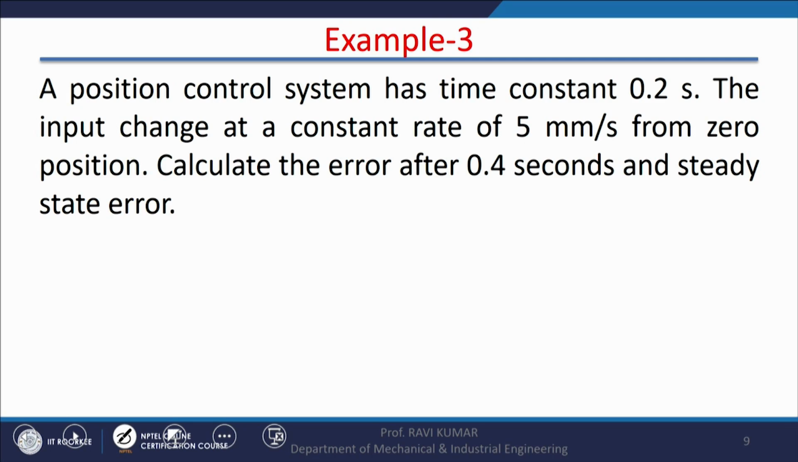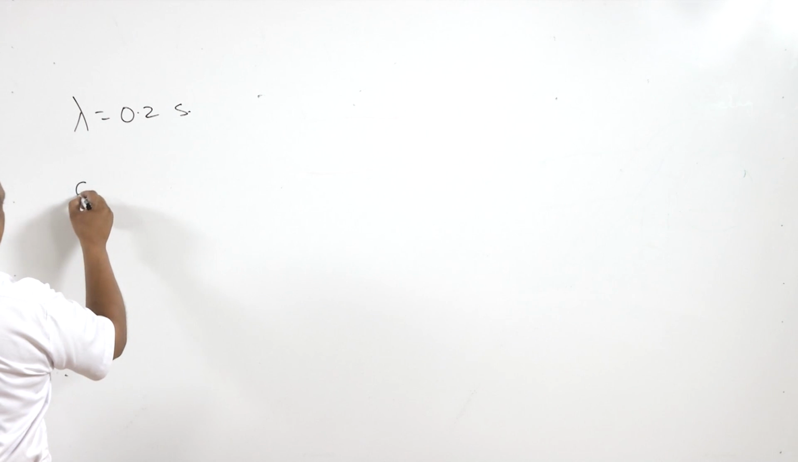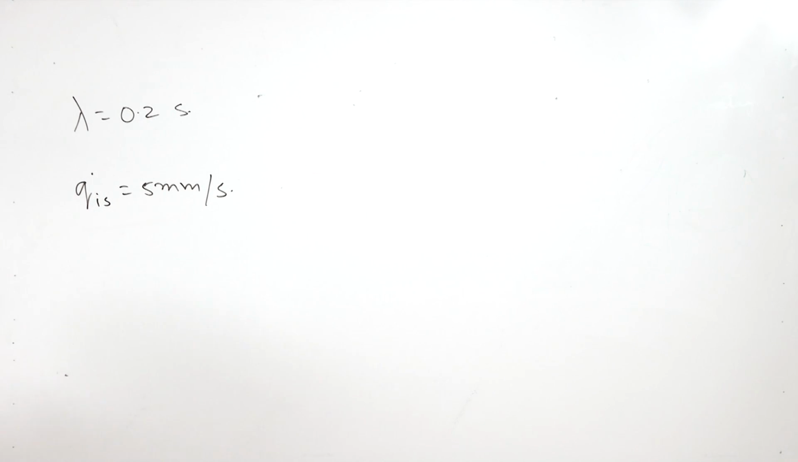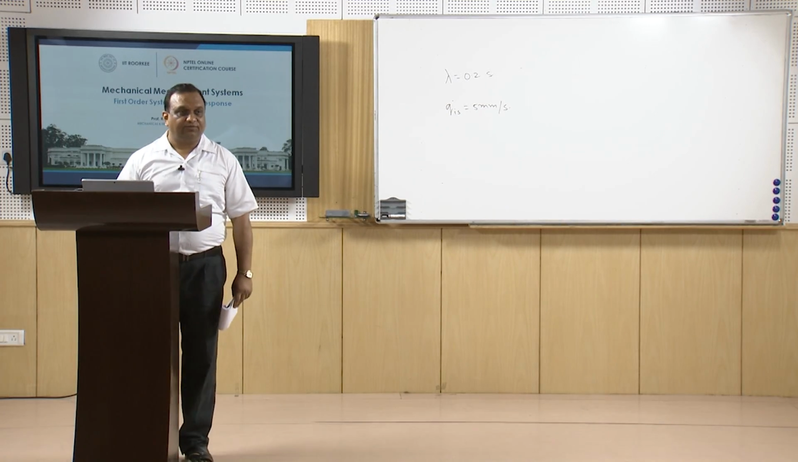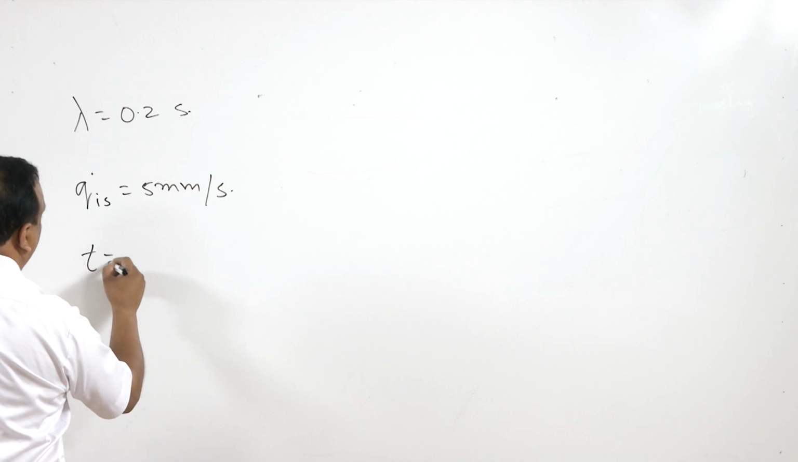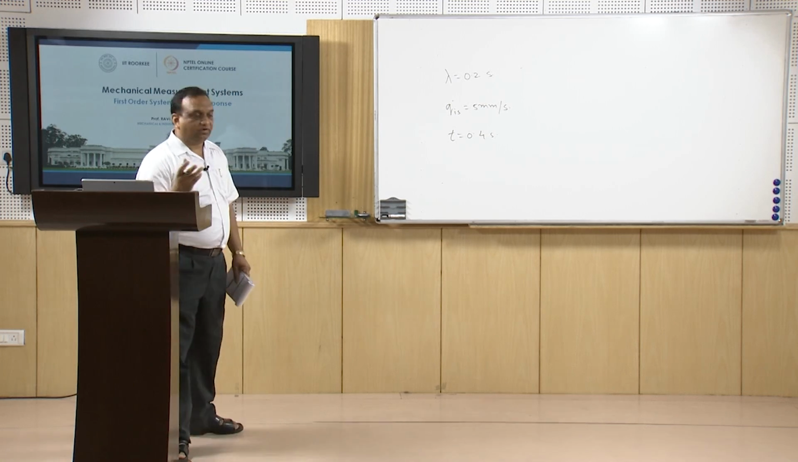Now we will take another example. The statement of the example is: a position control system has time constant 0.2 seconds. So time constant lambda is 0.2 seconds. It is for a position control system. The input changes with a constant rate of 5 mm per second, right? From zero position, from initial position is 0. Calculate the error after 0.4 seconds and steady state error also.